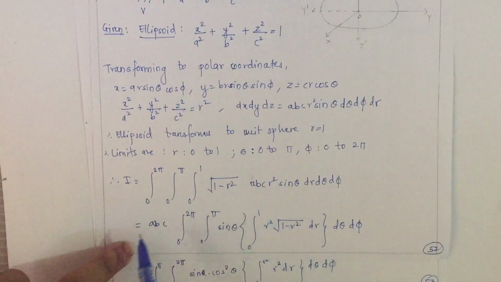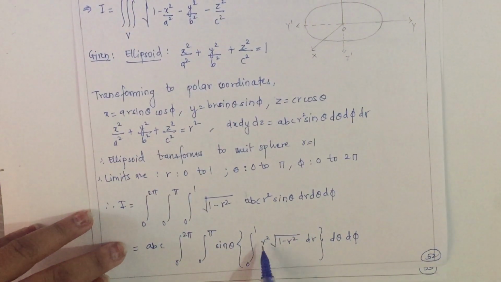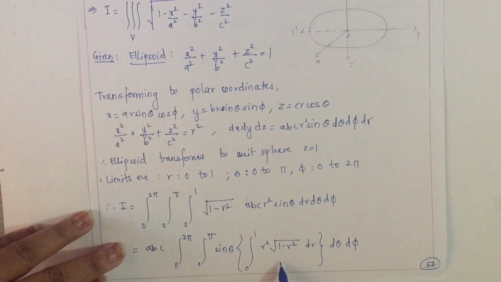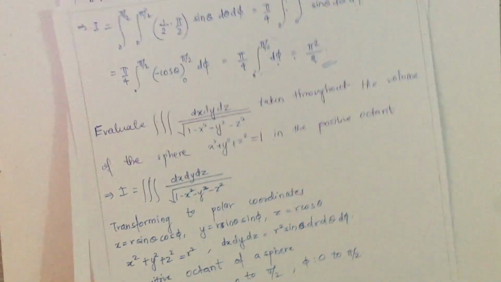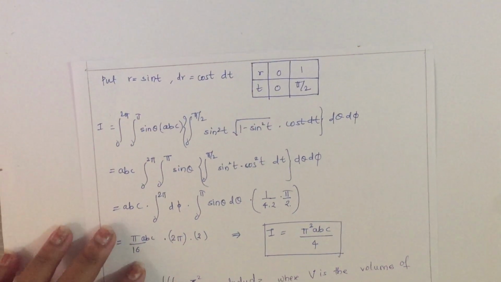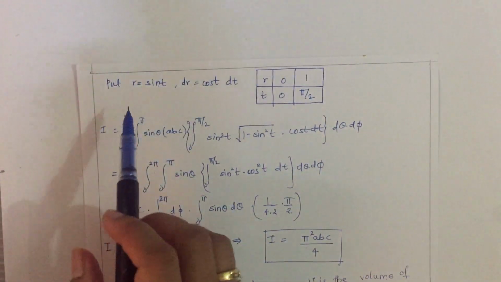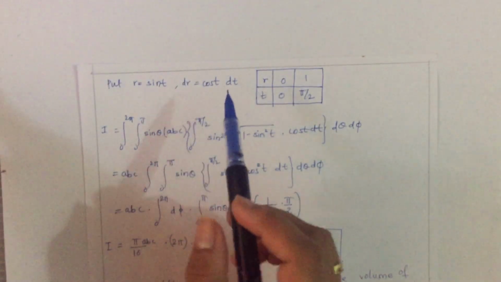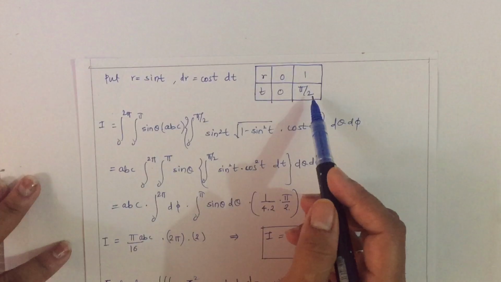So abc is a constant, take it outside, so what remains is the integral 0 to 1 of r square into root of 1 minus r square dr. How will we evaluate this? By substitution. We substitute r as sine t, so dr will be replaced by cos t dt. As r varies from 0 to 1, t will vary from 0 to pi by 2.